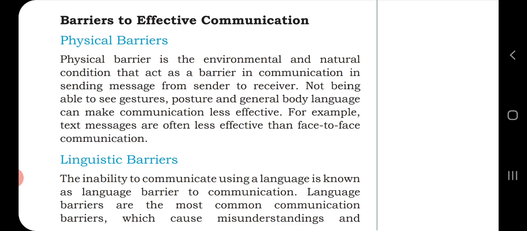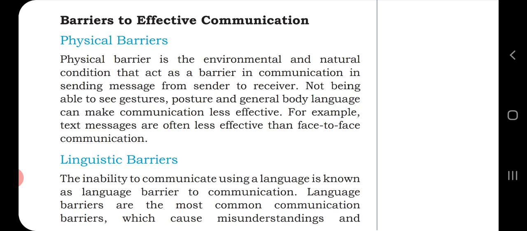So not being able to see gestures, posture and general body language can make communication less effective. So whenever we are asked to come for an interview in person, that is for this reason, because when that person is not present in front of you, then you cannot see the gestures, the posture, the general body language, which makes up almost 70% of the communication.